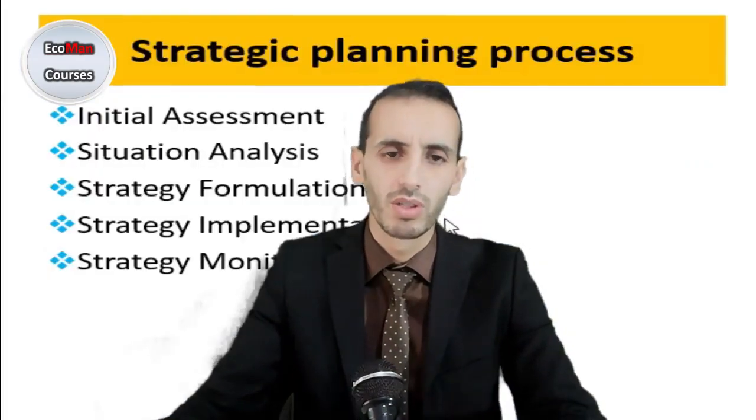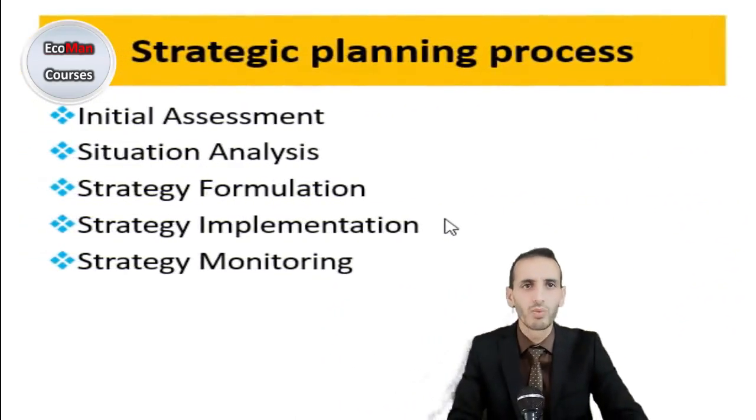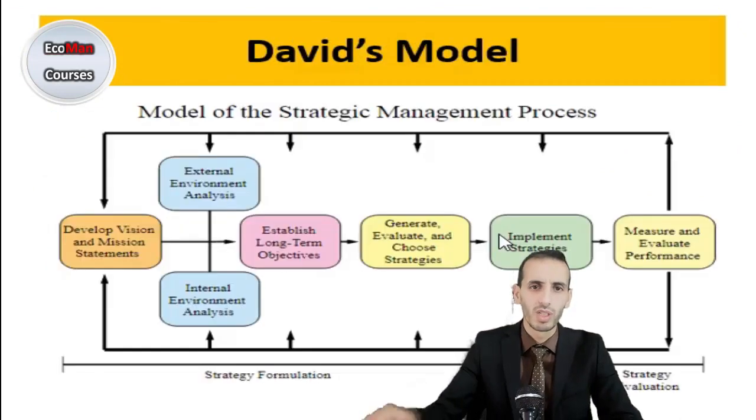Now there are many models that we can discuss. Basically, I will discuss three models. Basically, the strategic planning process is about David's model, Rothamel's model, and Thomson and Martin's model. And also there is the Johnson, Scholes and Whittington model, and some others. Okay, so those are the models, and now we'll discuss in this video only the three models. So we start with David's model.